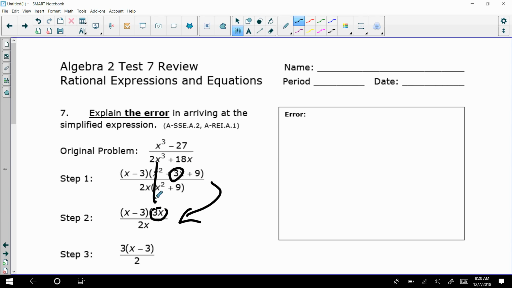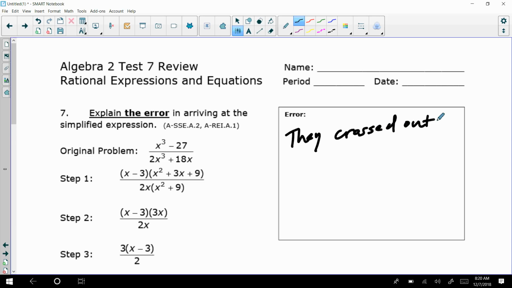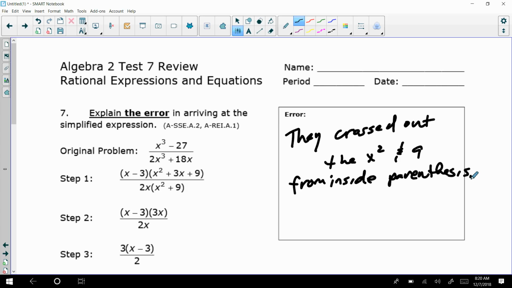It looks like they actually crossed out those, and we know that we can't cross stuff out that's in parentheses. It's either the whole parentheses or nothing. So the error, they crossed out the x squared and 9 from inside parentheses. And we know you can't do that. It's all or nothing. So the mistake is at this step right here.